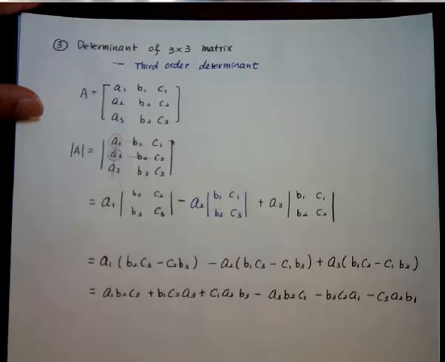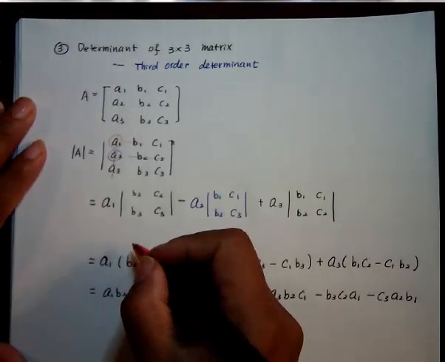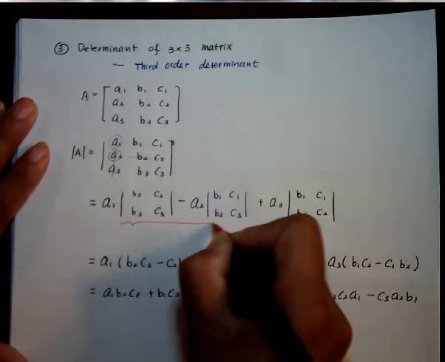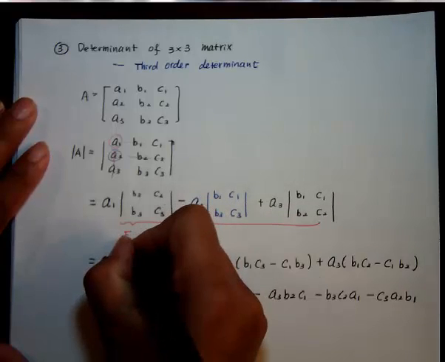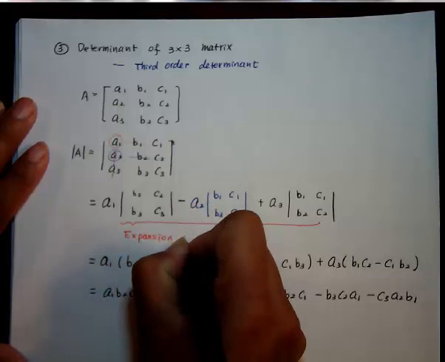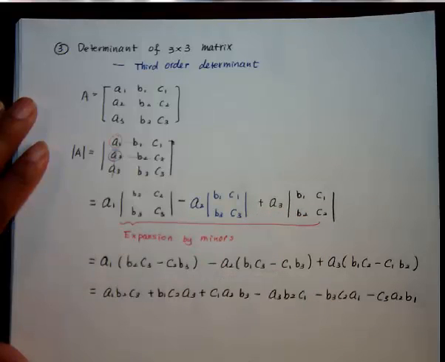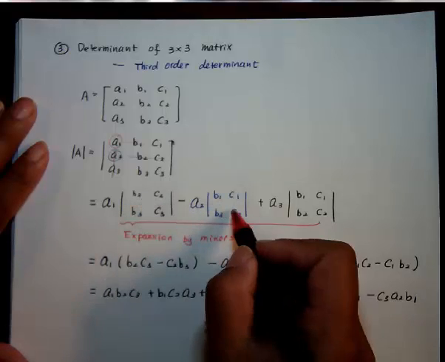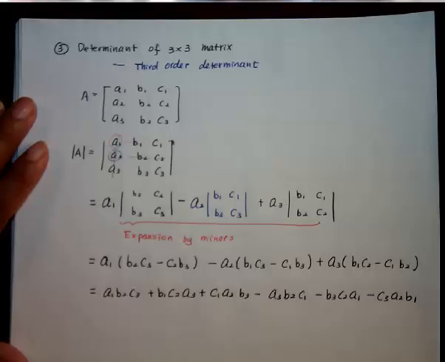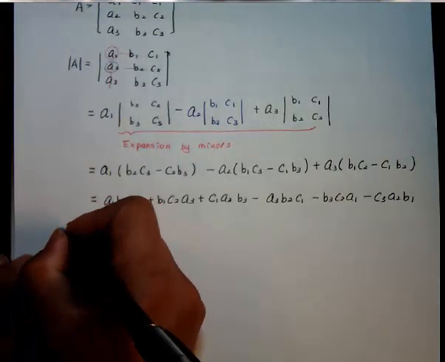So we call this method expansion by minors, because those are called minors of this element. Let's take a look at an example of how we find the determinant of a 3 by 3 matrix.